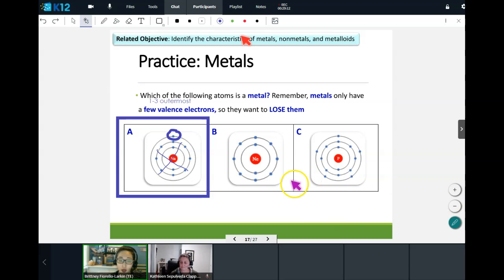Go ahead and give me an emoji in the chat box if you feel like you can do the next problem on your own, because this is an example just like slide 14. For slide 14, again, we're going to be looking for atoms with few valence electrons, 1 to 3 outermost electrons. Awesome. I see Annabelle, I see Stephen, I see Camilla. Emoji if you feel like you can do the next one on your own. You just need to identify an atom with only a few valence electrons. That will be your metal.